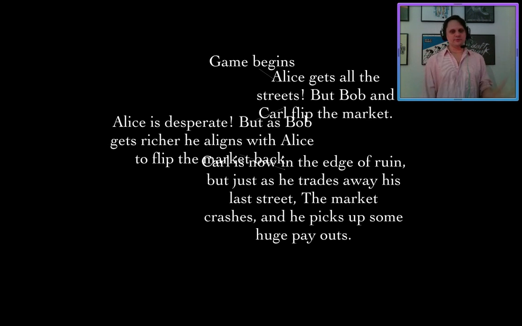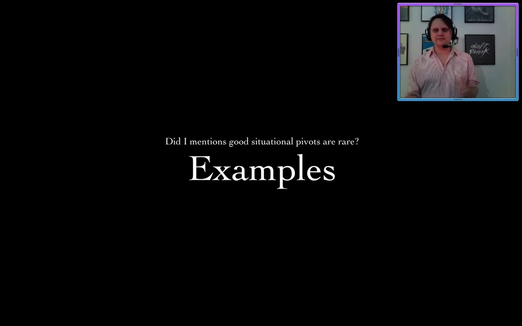So this was a fairly simple example. There are some issues with this game design. Probably, for instance, you want to make it so that it's actually slightly better to be in bull market than bear market. Otherwise, no one will ever buy any houses and things like that. But it gives you an idea of the kind of rules that you should add to a game to create a situational pivot. So let's talk about some examples of situational pivots in games.